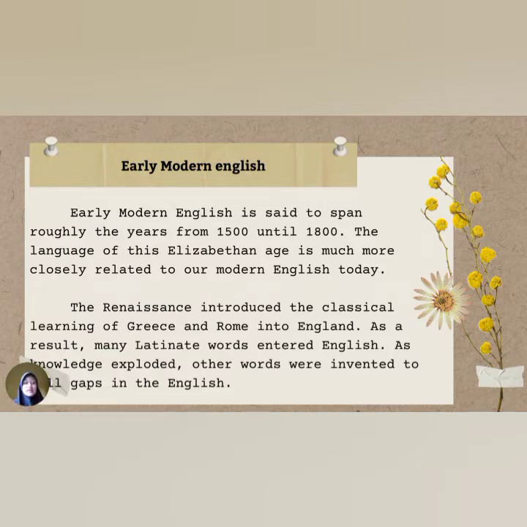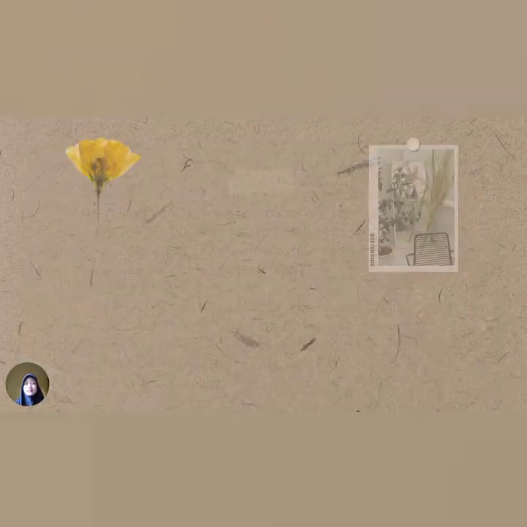The Renaissance introduced the classical learning of Greece and Rome into England. As a result, many Latinate words entered English as knowledge exploded. Other words were invented to fill gaps in the English.